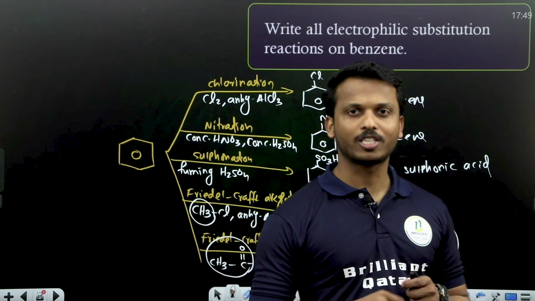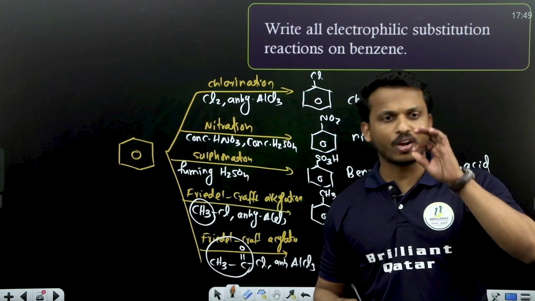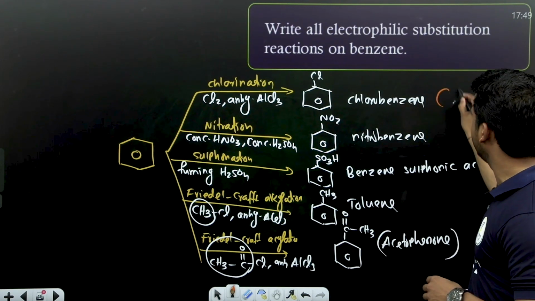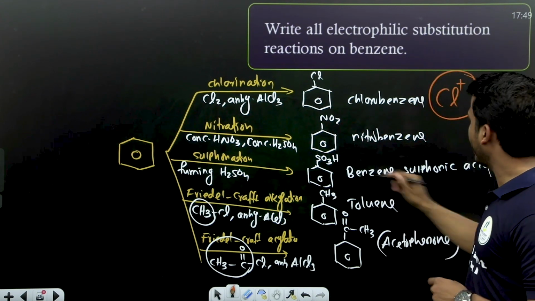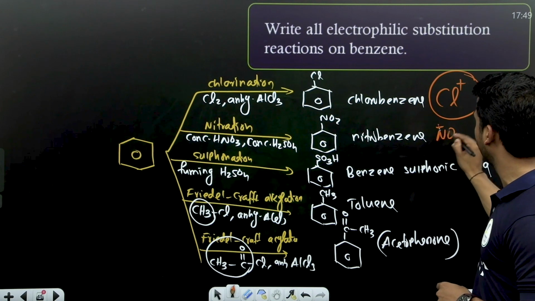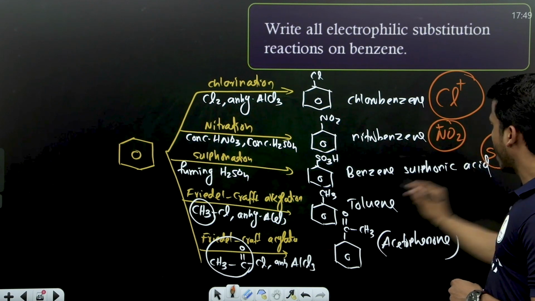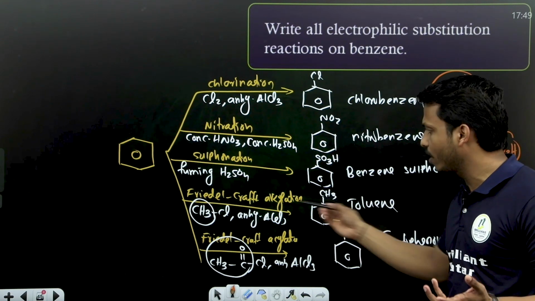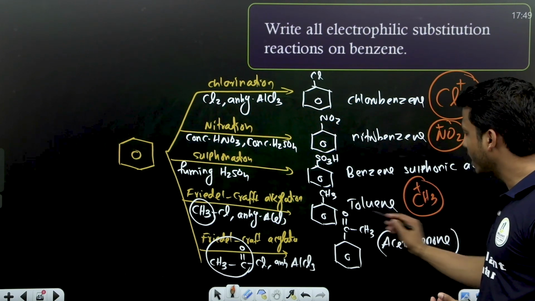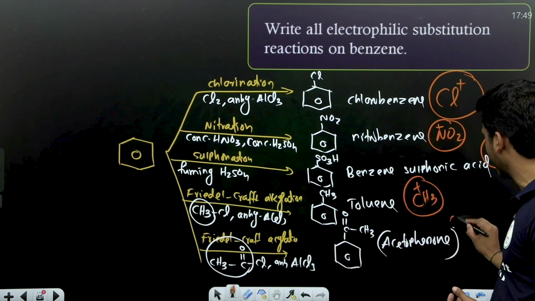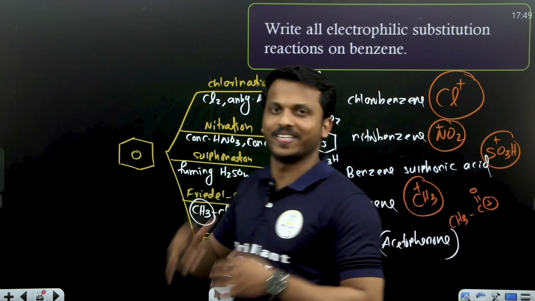What do you mean by electrophilic substitution, dear all? We are bringing an electrophile to the benzene ring. During chlorination, the upcoming group is Cl plus. As I told you, electrophiles are positively charged. During nitration, the upcoming group is NO2 plus. Sulfonation, that group is SO3H plus. Alkylation, any alkyl group. If we use methyl here, which group is coming? Methyl plus. During acylation, which group comes? CH3CO plus. These are the upcoming groups to the benzene ring.